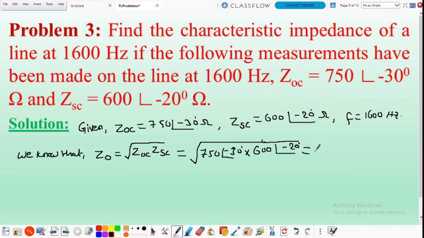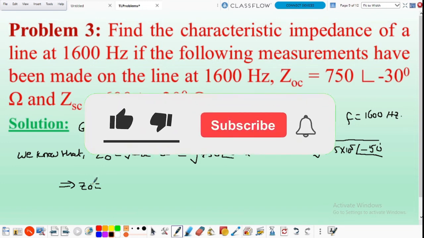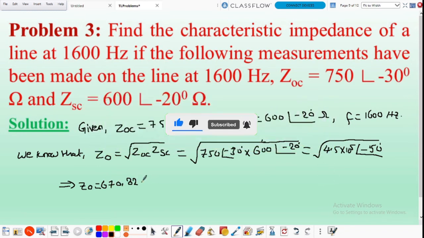750 into 600 is 4.5 into 10 to the power of 5, at an angle of minus 30 degrees plus minus 20 degrees, that is minus 50 degrees. So Z naught is equal to square root of 4.5 into 10 to the power of 5 at an angle of minus 50 degrees. The square root of 4.5 into 10 to the power of 5 is 670.82, that is the magnitude.